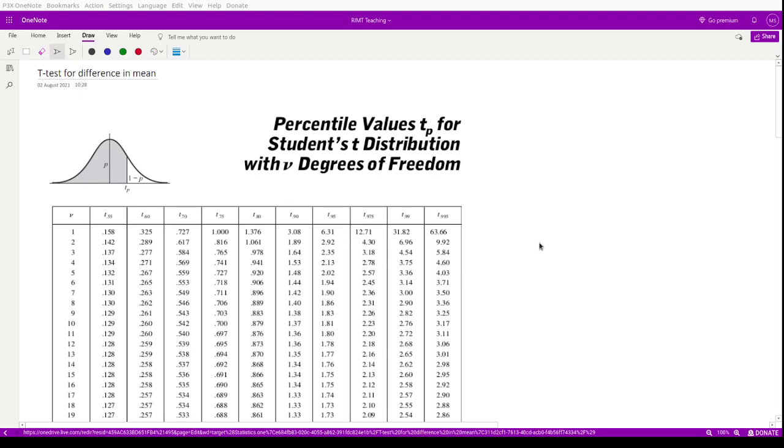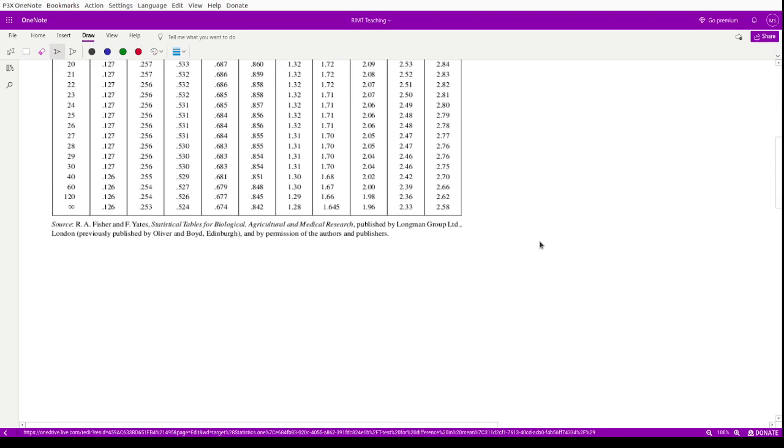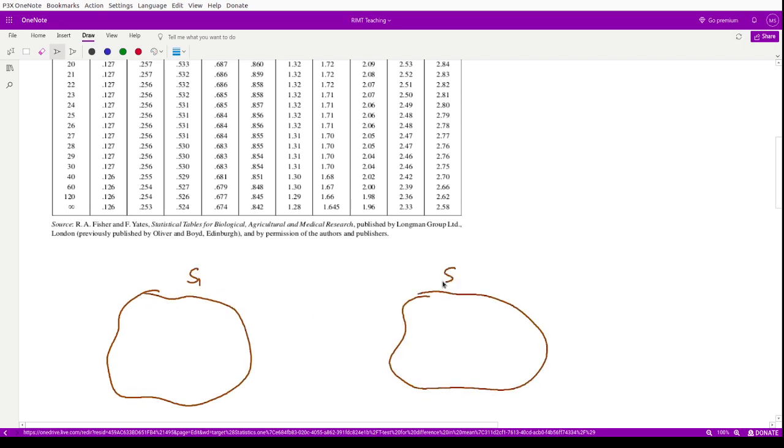So let us start with the t-test for difference in means. Here you have to test the means of two different samples whenever the sample size is less than 30. That is the main requirement. So what we do is, we suppose we have two samples.